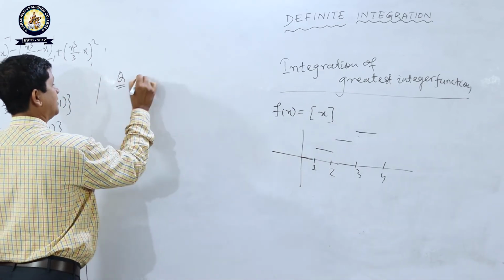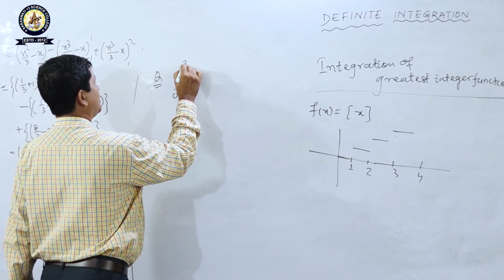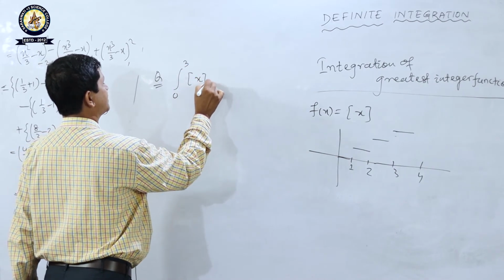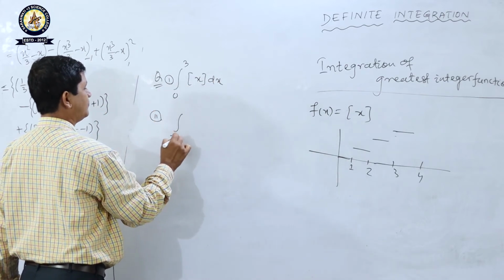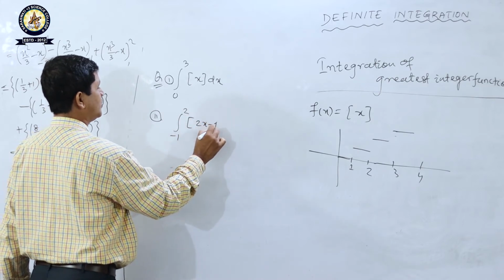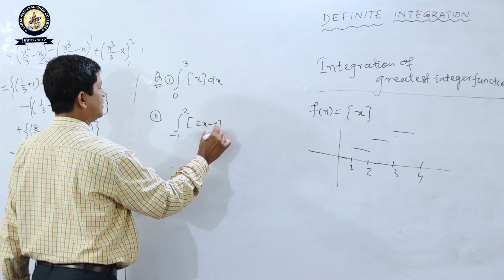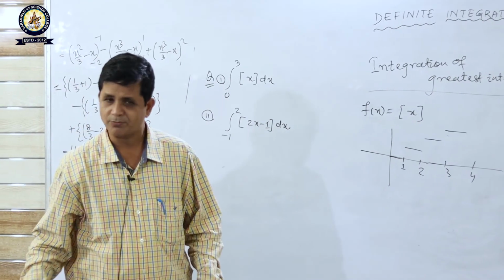Come to one question. Integration from 0 to 3 of the greatest integer of x dx. That is the first part. Second part: integration from -1 to 2 of the greatest integer of (2x minus 1) dx. Right? Come to the first question.